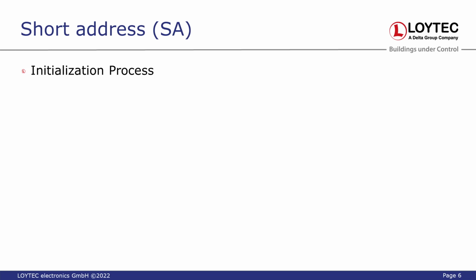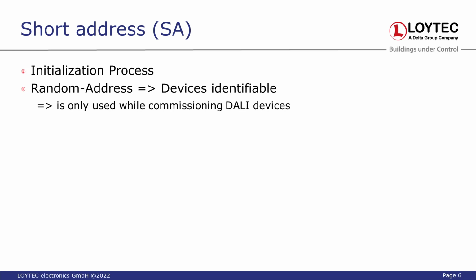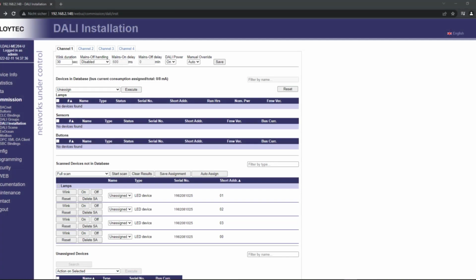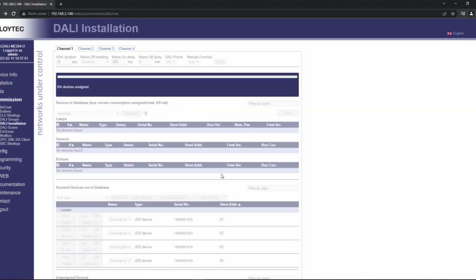In order to assign new devices, the controller must perform a DALI bus scan where the devices undergo an initialization process. During the scan, each DALI device generates a so-called random address, and this is repeated until each device is uniquely identifiable on the bus. Afterwards, when the device is being commissioned, it will be either assigned a new short address, if it doesn't have one, or our LOYTEC DALI controller will try to assign the device with its existing short address. The short address can be changed manually after the device has been commissioned.